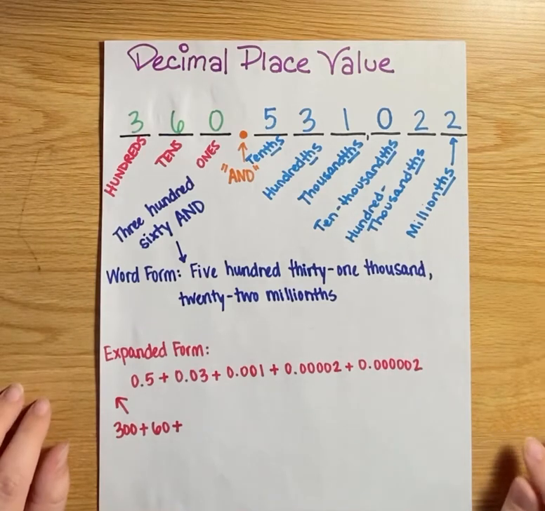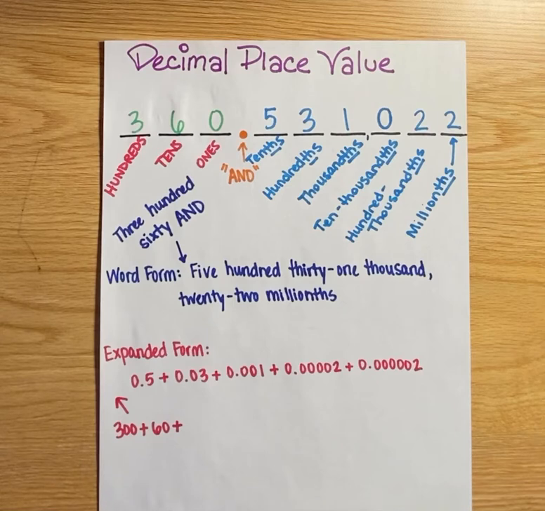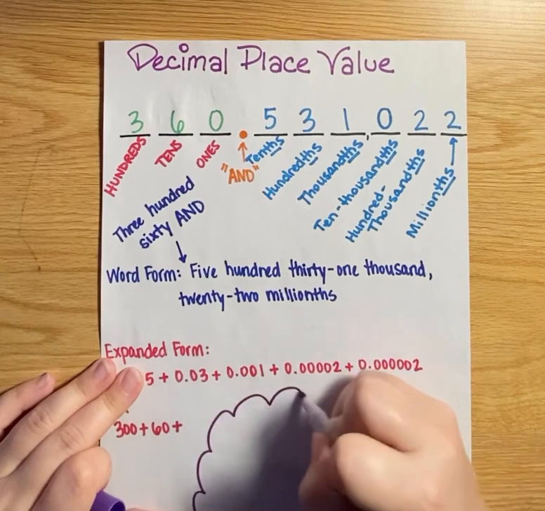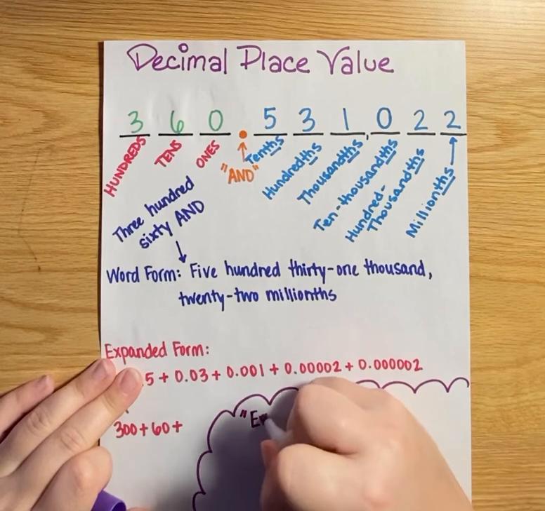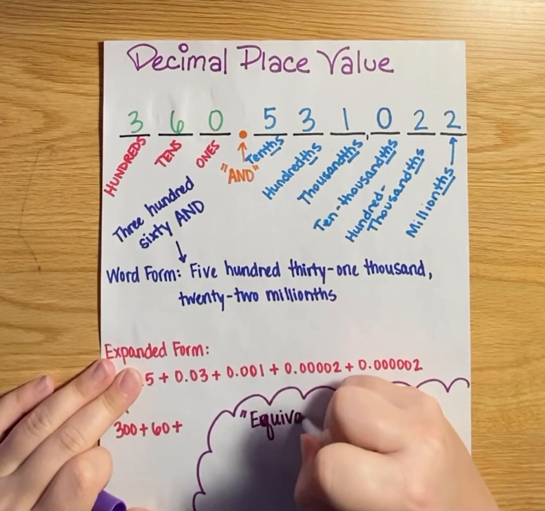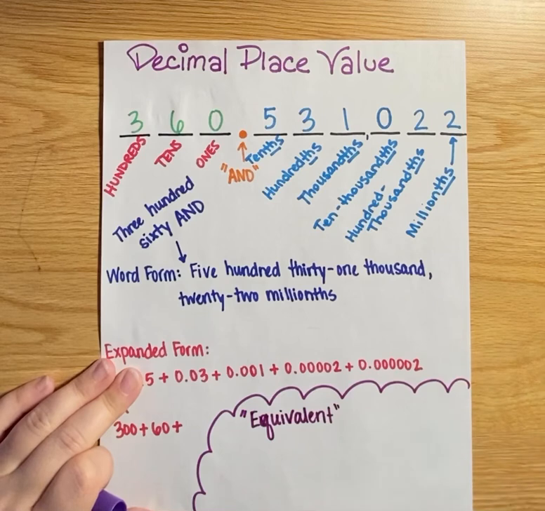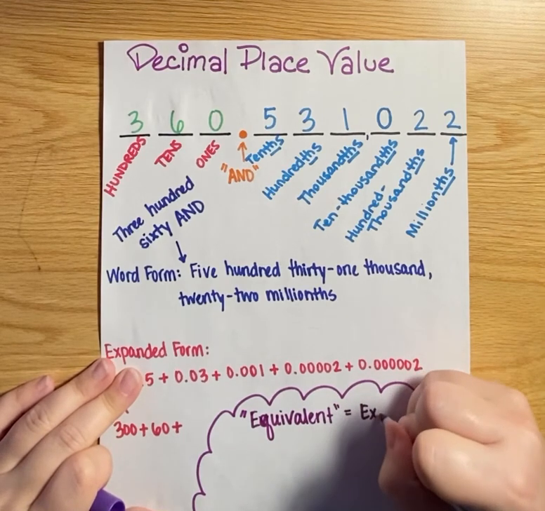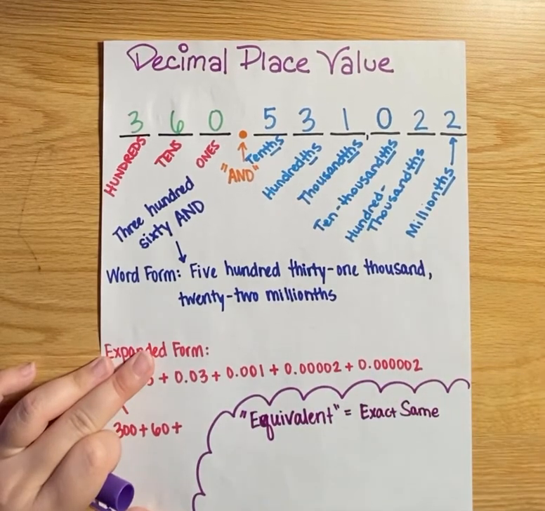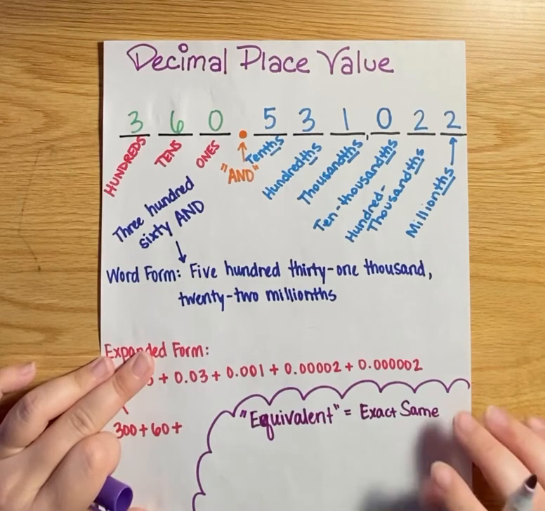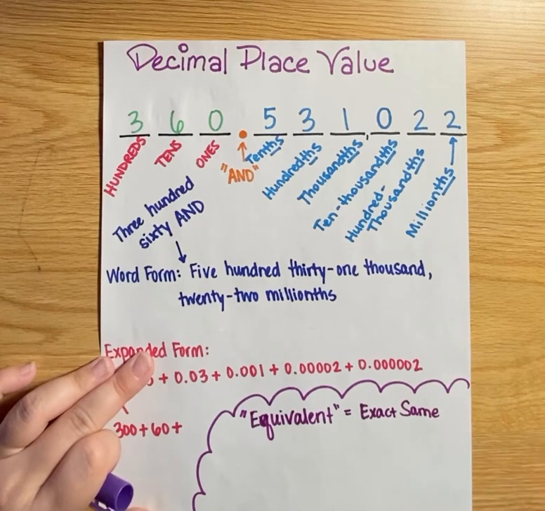The only other piece that you need to know is this fancy new word called equivalent. We've talked a lot about equal to, but equivalent, oops, if I can spell, means the exact same. Okay? So you will see some questions today that say write two decimals that are equivalent to the given decimal.